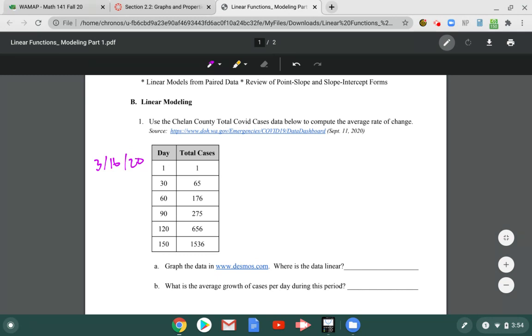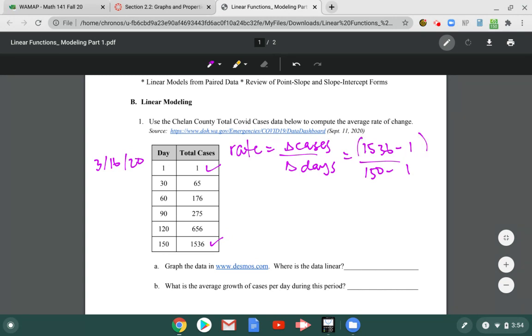That's going to be over the entire period. So the average rate of change is equal to the change in cases over the change in time. In this case, time is days. Over the entire time span, it's 1536 minus 1, the change in cases, divided by my days, 150 minus 1.